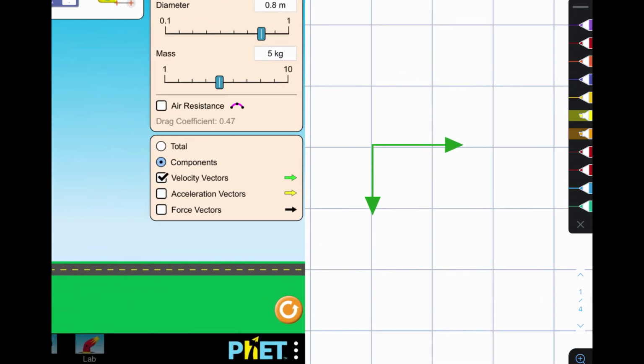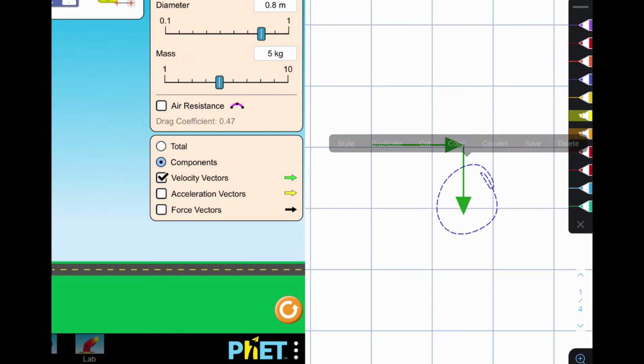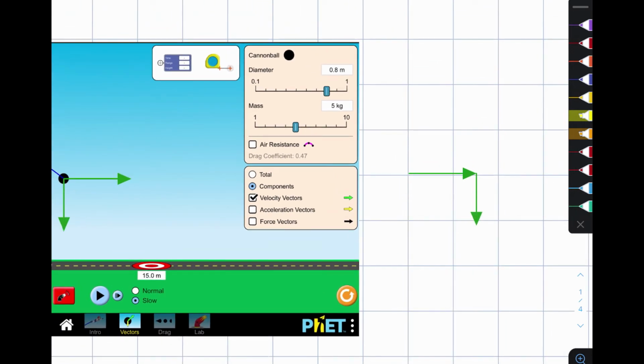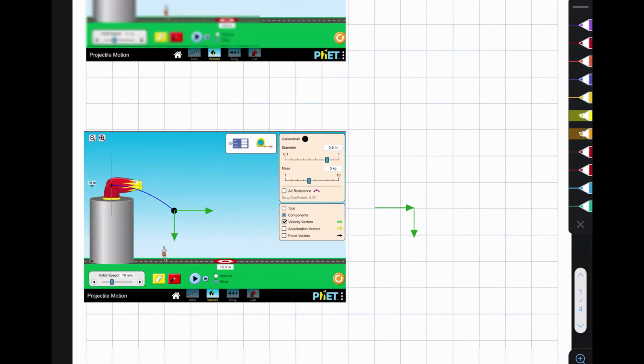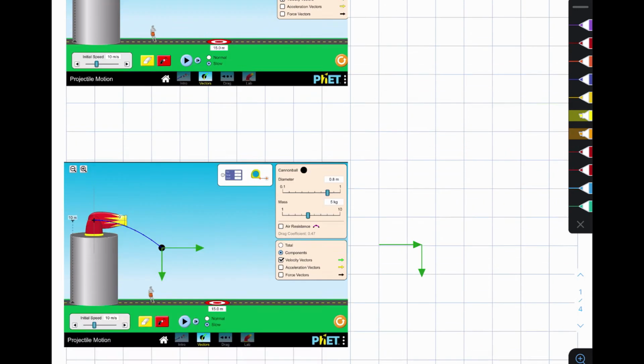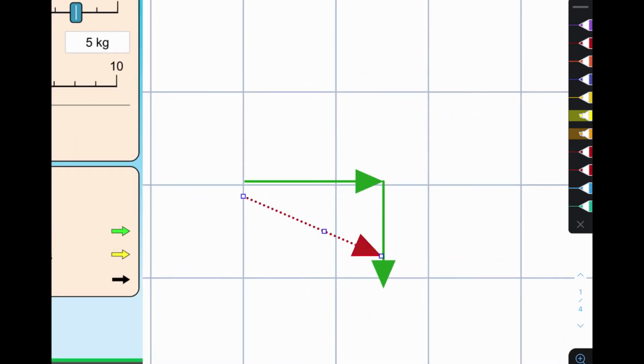So we'll take that downward arrow, we'll put it where the tip of the horizontal component ends, and then we will take that red arrow from above, and we'll go ahead and see, there was our original one.